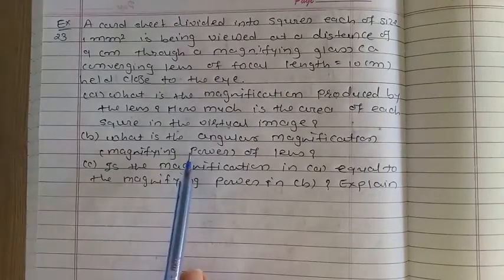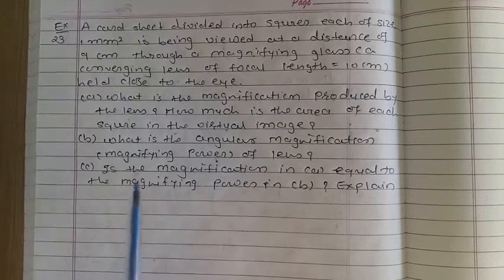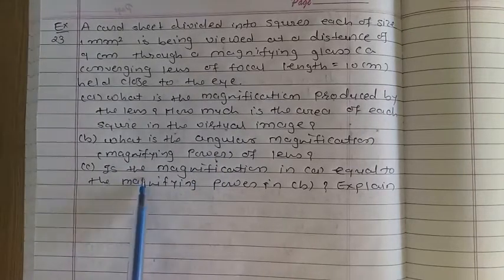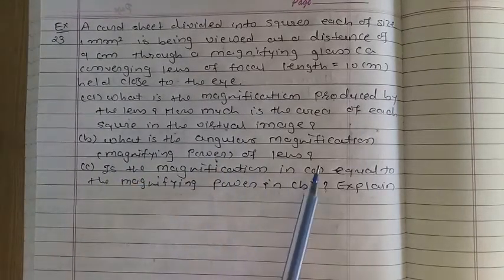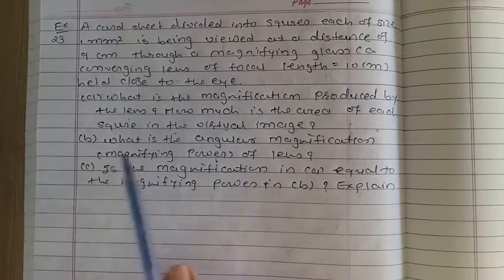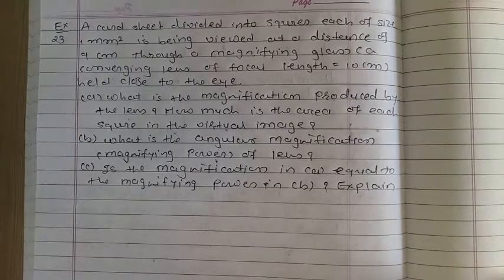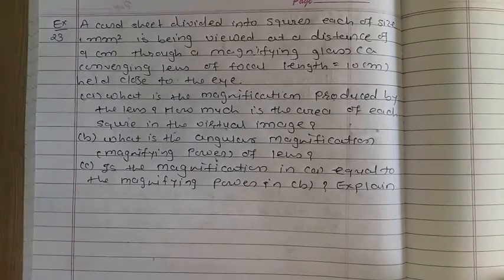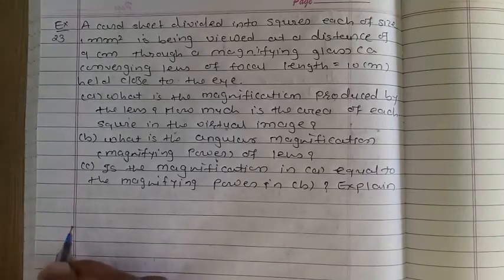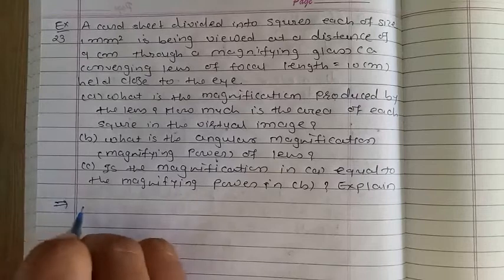B. What is the angular magnification or magnifying power of the lens? And C. Is the magnification in A equal to the magnifying power in B? Right. So here, friends, we know the area. The area is 1 millimeter square, right?